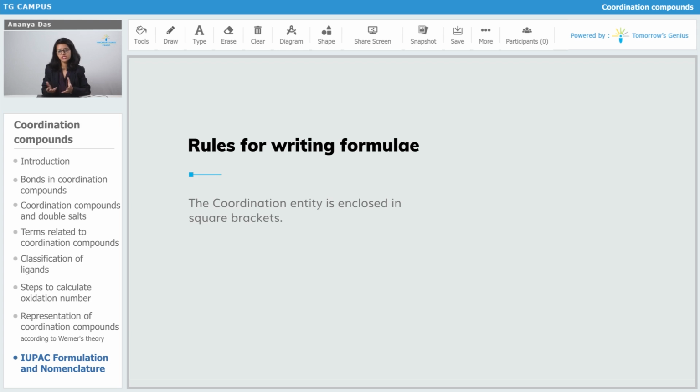The coordination entity is always enclosed in square brackets. The coordination entity here means the coordination pair. We have already done this when we were talking about terms related to coordination compounds. So the central metal atom and the ligands attached to it, that is the secondary valency, is always enclosed in square brackets.